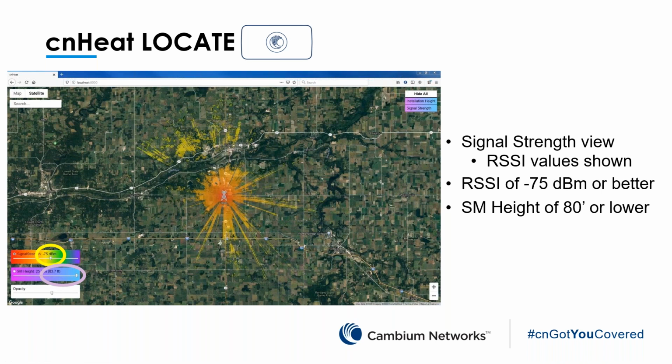We look at ground, roof, and trees. We always install on top of them. We don't count just the earth. We look at the install height above the topmost thing on the earth. So what you have here is the ability to show the heat map at a certain RSSI level or better and a certain SM height or lower, and you can see everywhere you can install.